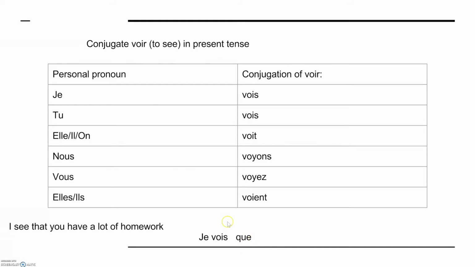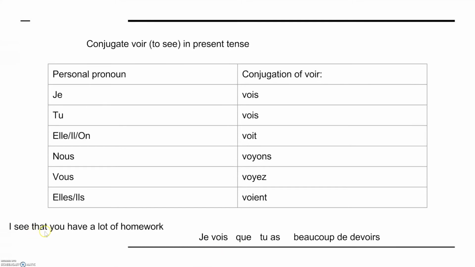Que is that. That's a very important thing to know. Tu as, you have, is tu as beaucoup de devoirs. So je vois que tu as beaucoup de devoirs. Also, another thing to learn is that my French teacher for the last 2 years has gone on a campaign to tell her students never to write beaucoup de. It's always beaucoup de.